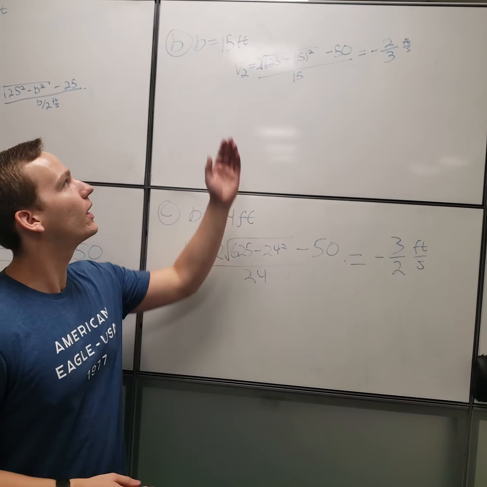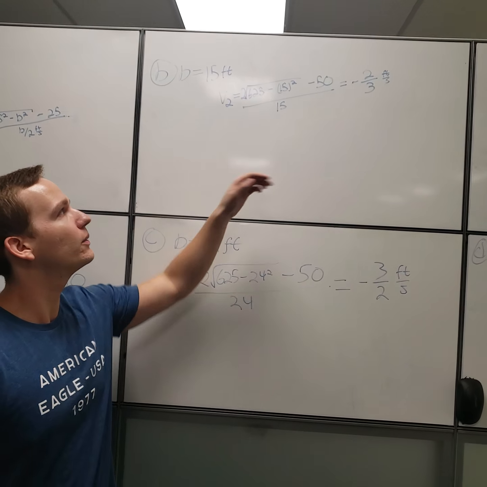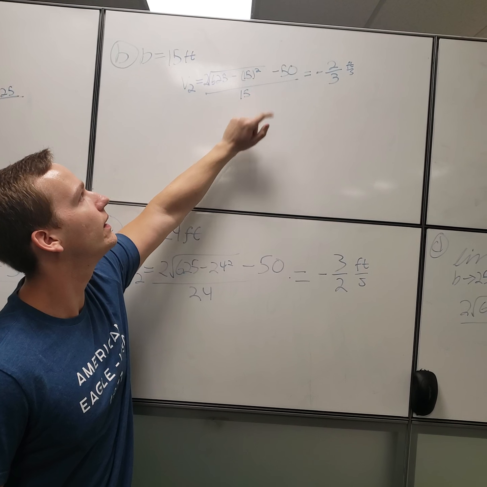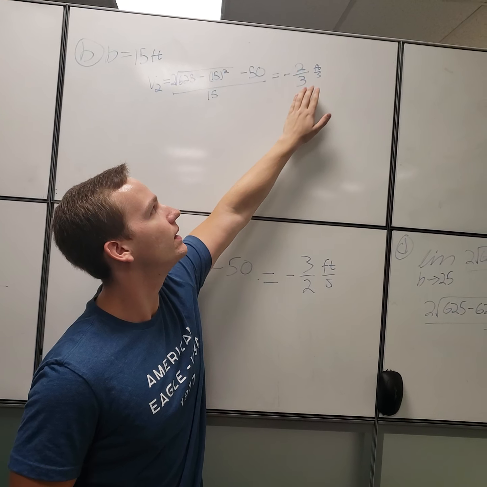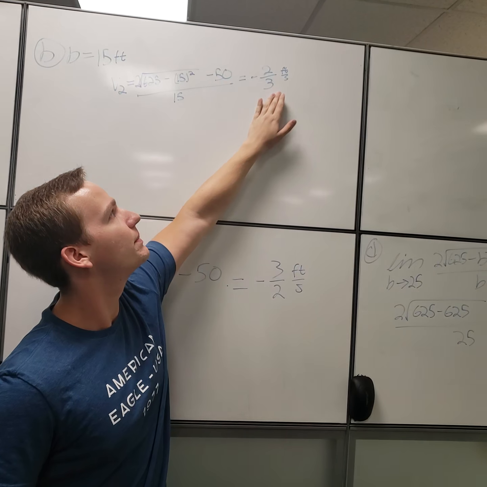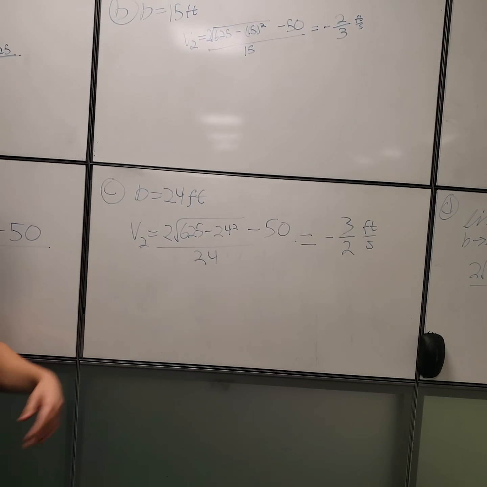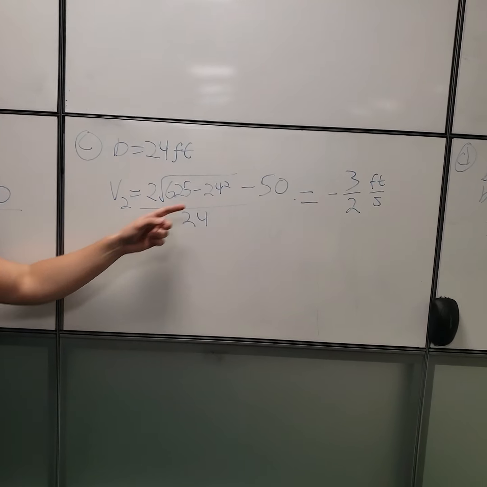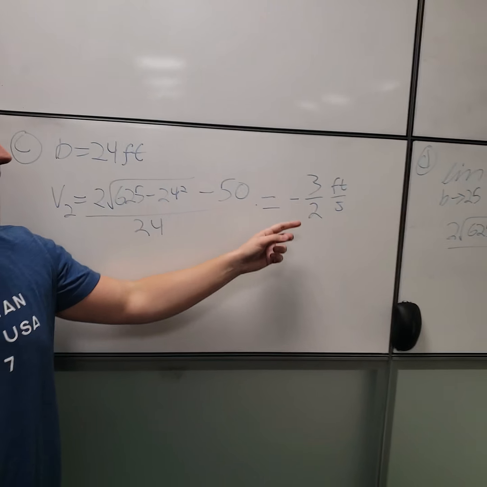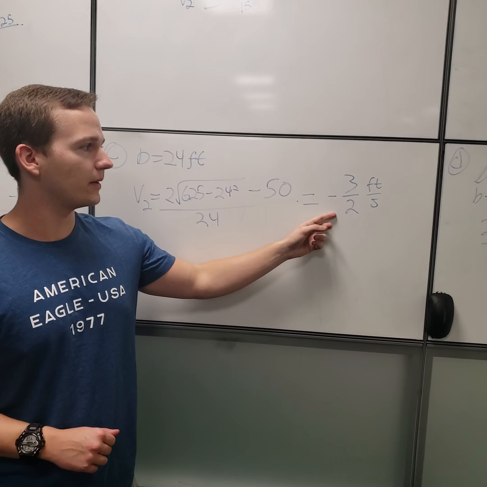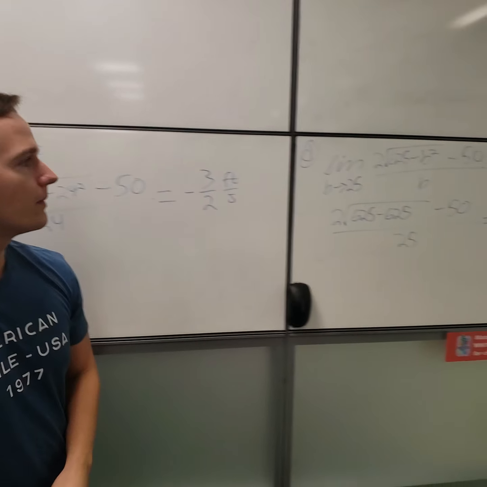For the second question, we're asked when B equals 15 feet. We'll just plug in B here and here, and we will get that the ladder is going to be going down at negative 2/3 feet per second. For C, when B is 24 feet, again, we just plug it in here. We get it equals negative 3/2 feet per second.